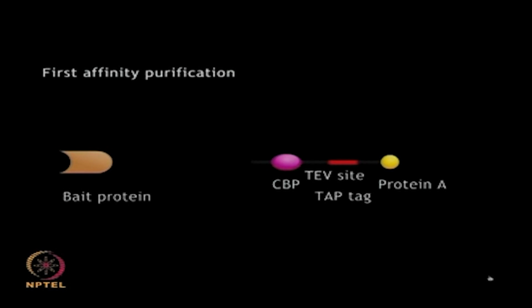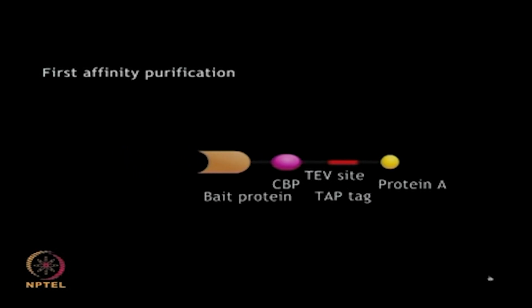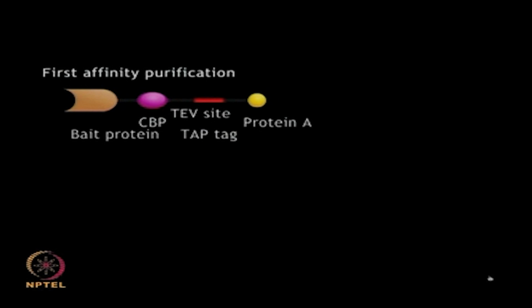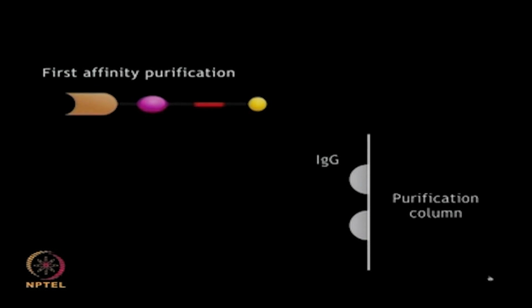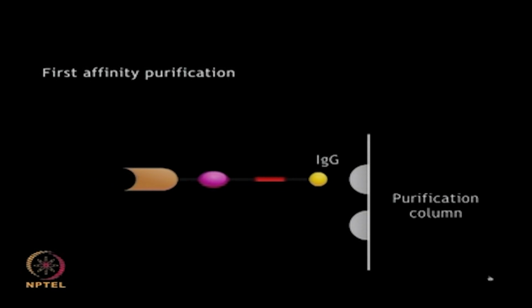In immunoprecipitation, the protein of interest is fused with a TAP tag, which contains a calmodulin binding peptide, a TEV cleavage site and protein A. Depending upon the proteins to be studied, this tag can be modified. The tag is then bound to the column through affinity interactions between protein A and IgG. The protein mixture whose interactions with the bait protein are to be studied is then added.